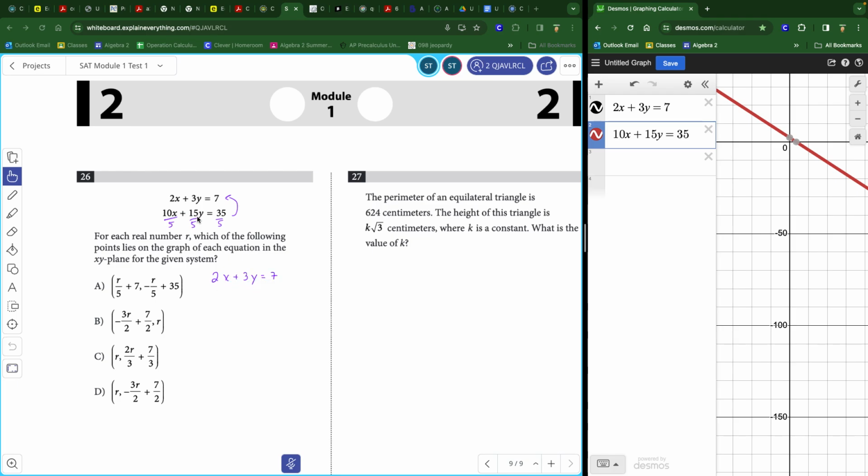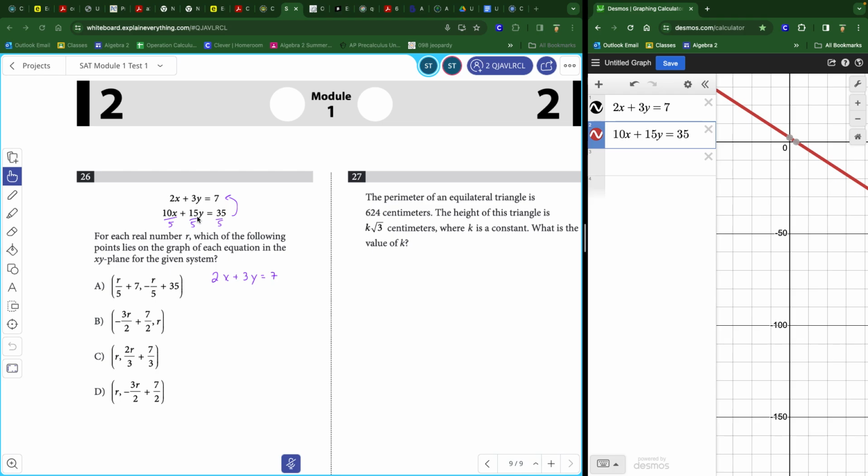So if any of these points lie on this purple one, the first one, then they're also going to lie on that one because they're the same line. So we just got to see which one of these points makes this equation true. We're going to have to plug this in for x, plug this in for y, and see if we get a 7. That doesn't seem like it's going to be too bad, so let's try it out here. I'll first plug in the point A.